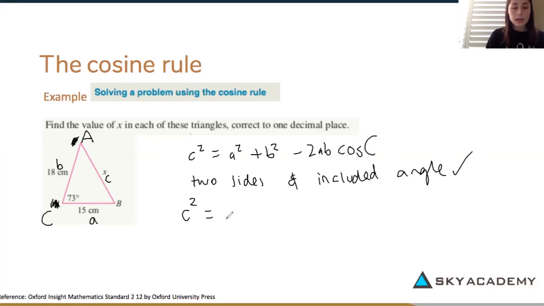A squared, I'm going to put 15 squared. B is going to change to 18 squared, minus, and now I'm going to put brackets around these so it's easier when I calculate them. 2 times 15 times 18 times cos, and it's 73.